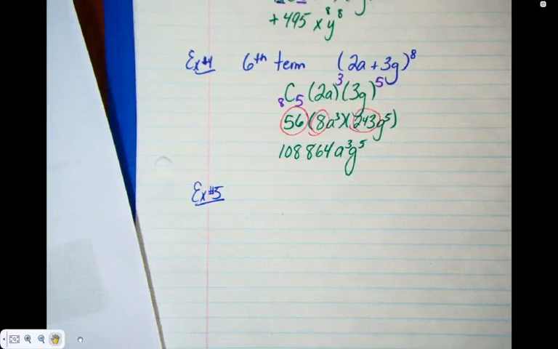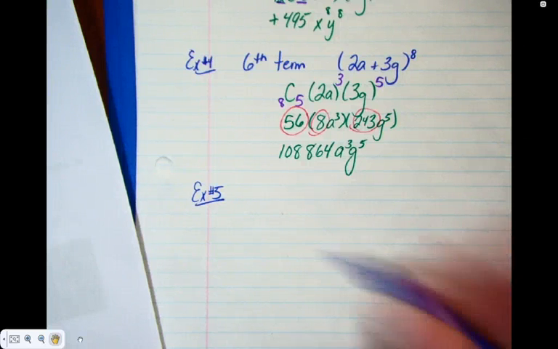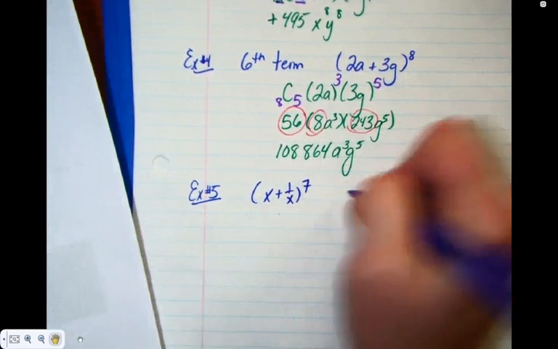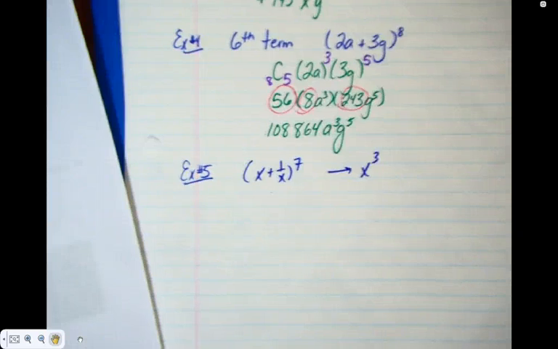We don't know which term, so it hasn't said find the 8th, find the 6th, find the 7th. We don't know. All we know is it has to have an x cubed. The other thing that's different is both of the terms in the binomial have x's in them. So if you look back to number 3, it was x and y, and then a and g. These both have x's. Okie dokie. And all we know is we're looking for something with an x cubed.